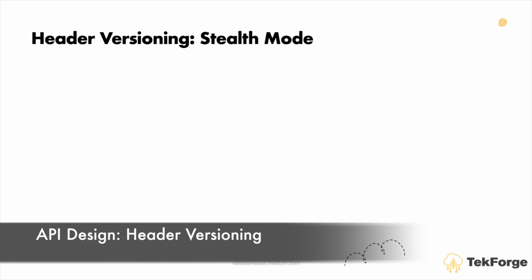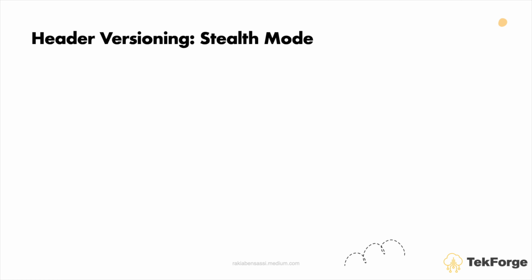The third approach is header versioning. You can consider it also as stealth mode. Here, the version info hides in the HTTP request headers rather than in the URL. For example, API-Version: 3.